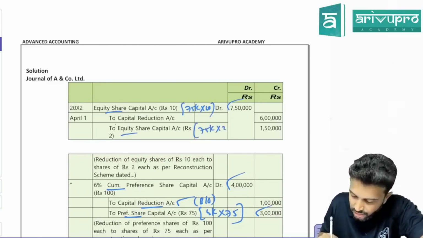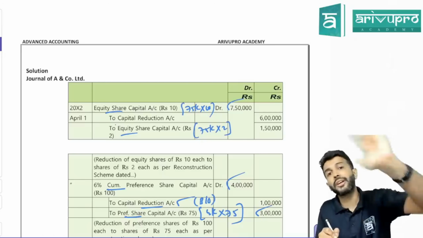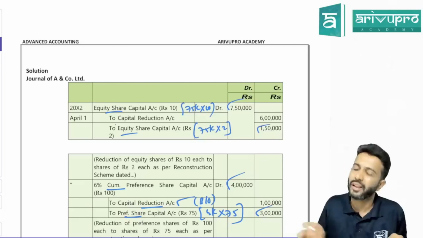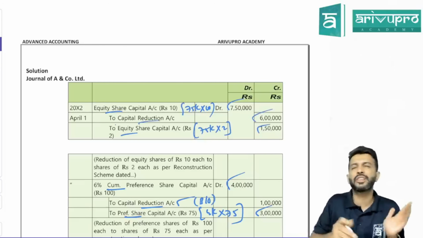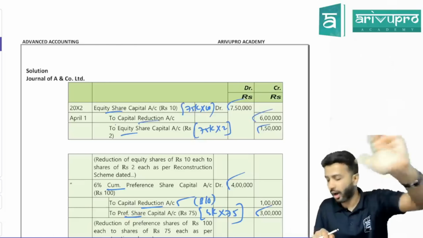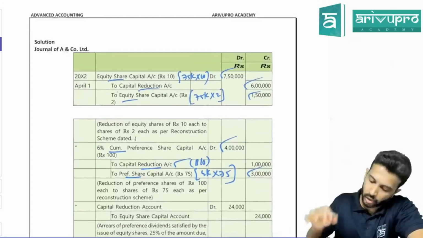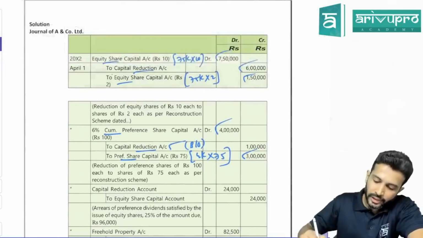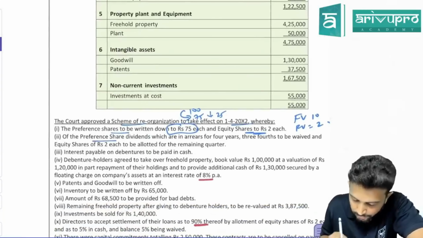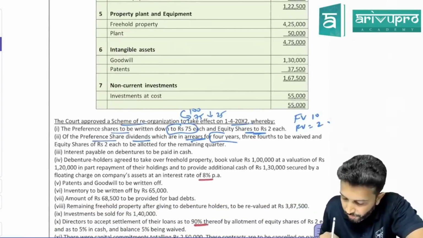How much is the revised face value of equity shares? 2 rupees. So 75,000 into 2, which is 1.5 lakh. The balance portion is your sacrifice, which will go off to either reconstruction account or capital reduction account. That is one. Next, adjustment of the preference shares dividend, which are in arrears for 4 years.